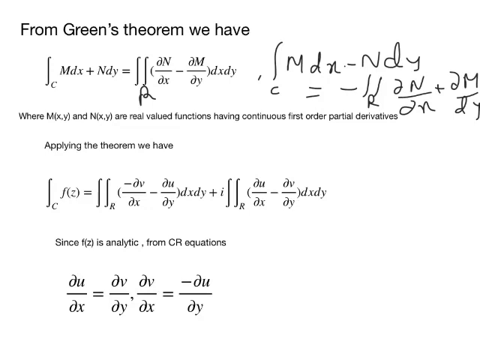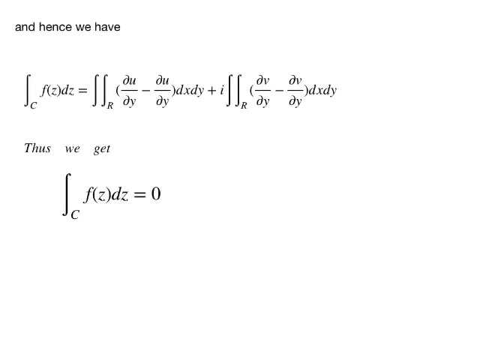And then since f of z is analytic, from the CR equations I place ∂u/∂x equal to ∂v/∂y and ∂v/∂x equal to minus ∂u/∂y. On substituting the CR equations and simplifying, I get integral f of z dz is equal to 0. Thus, the Cauchy's integral theorem, I stress on the word theorem, says that if any given point is outside the circle, then the integral of that analytic function is equal to 0.